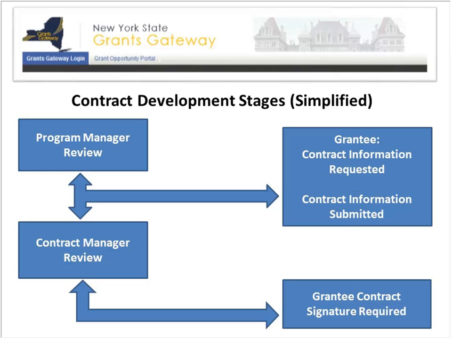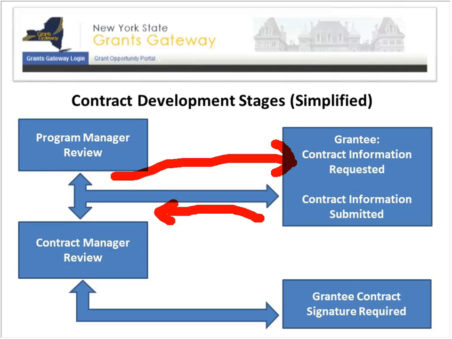So just kind of a simplified diagram of these statuses, just to show you that we go back and forth between statuses. So it was at program manager review, and then the program manager, kind of hard to draw a straight line here, sent it to you in contract information requested. You'll fill it out and you'll send it back to them. It could go back and forth. They can decide, all right, it looks good, let's send it down to the contract manager, and then let's send it over to you to get signed again. So we can go back and forth between any of these statuses until everybody says, we have a good contract, everything looks good, let's get it signed.